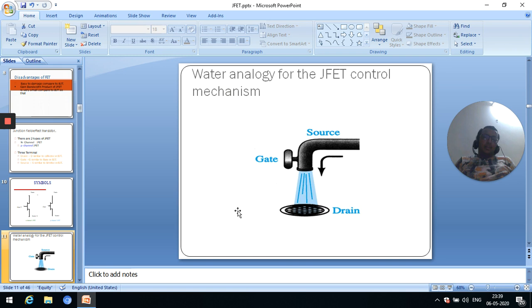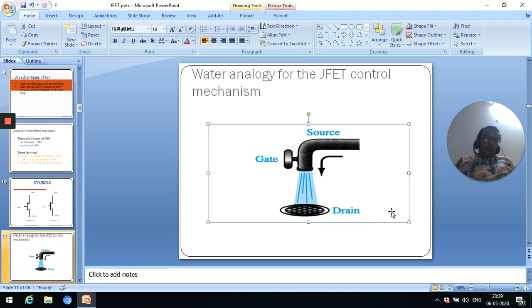Now I have explained this with the help of a valve of water. See this. This is the valve. It is used to control the current. Basically, this figure is given in the Robert Boylestad book, and based on that, we have discussed this point. Source means what? Able to transmit the water. Drain means what? It is used to collect the water. See this particular. It is one type of bath or any particular material in which water can be collected.